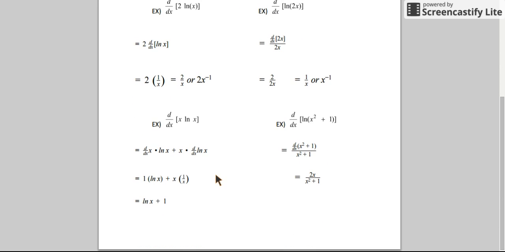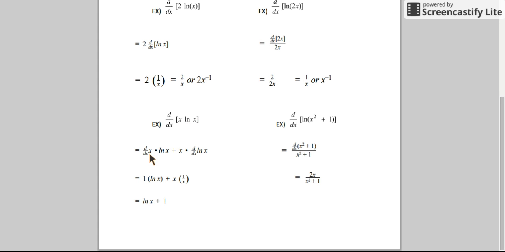We could use the derivative of a natural log function in conjunction with product or quotient rules or chain rule. Here's an example where we have two functions being multiplied. So I'm going to use my product rule when I find the derivative. I'm going to find the derivative of the first function times the second function plus the original first function times the derivative of the second function.